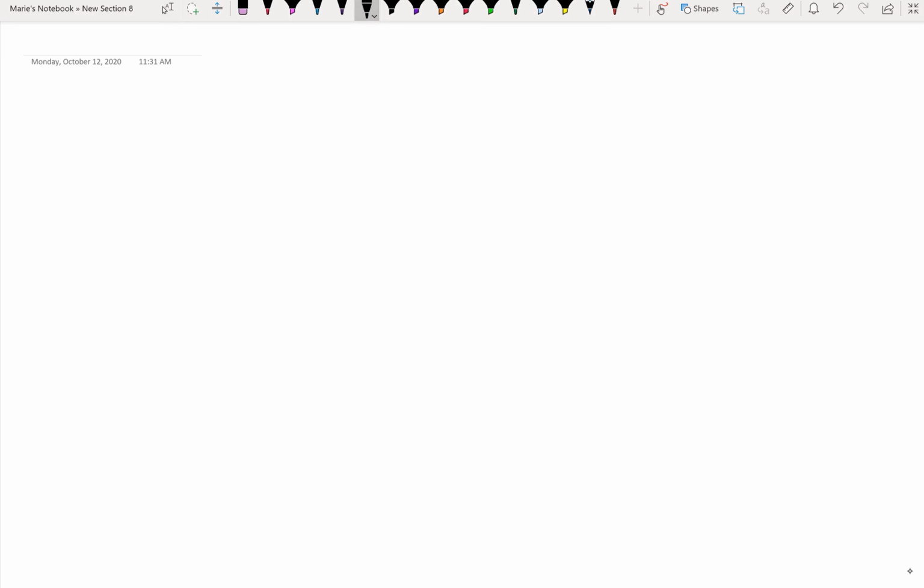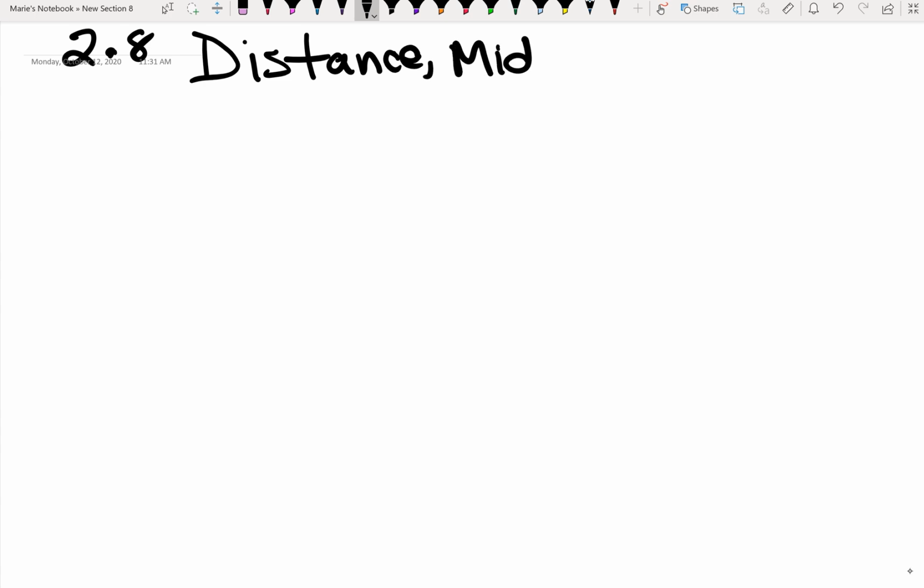So this section is very short and something that you've already done. We're dealing with, in section 2.8, distance, midpoint formula, and circles.